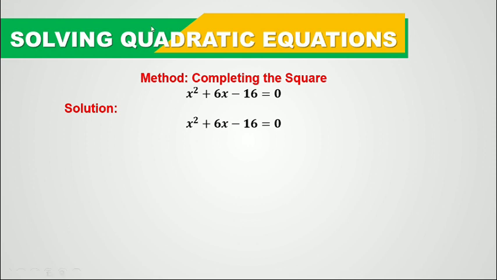So we will move the constant first. This is the constant, right? So minus 16. From the left side of the equation, we're going to transpose that to the right side of the equation. So that becomes x squared plus 6x equals 16.